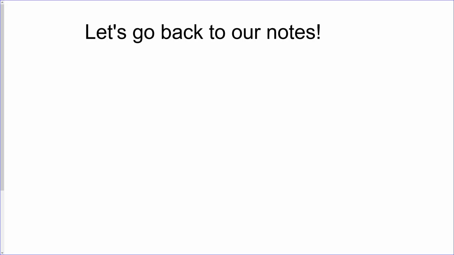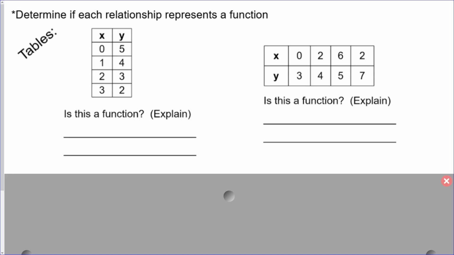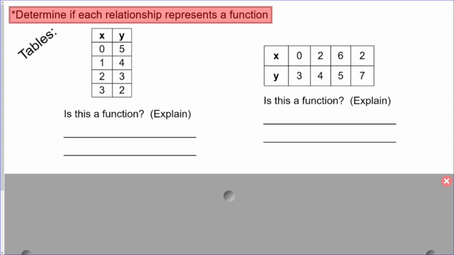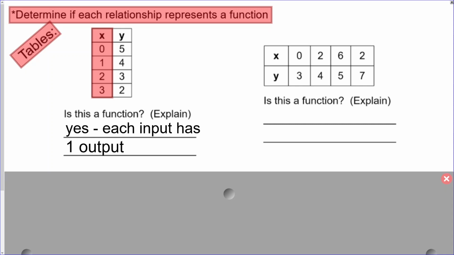Let's go back to our notes and see if we can clean this up. Don't worry about the graphs right now. Determine if each relationship represents a function. When you look at that XY table, please make sure that you're only looking at the X's right there. So your eyes go, boom. Did 0, 1, 2, or 3 come back into the restaurant again? No. So we cannot assume that any of those guys are cheating. And so we would say, yes, each input has 1 output.